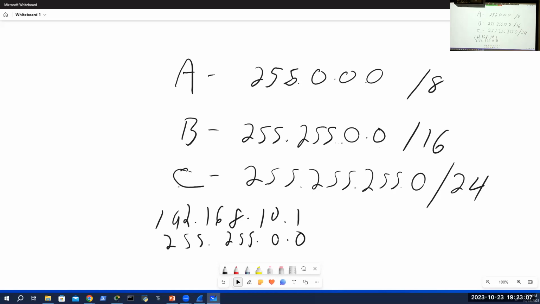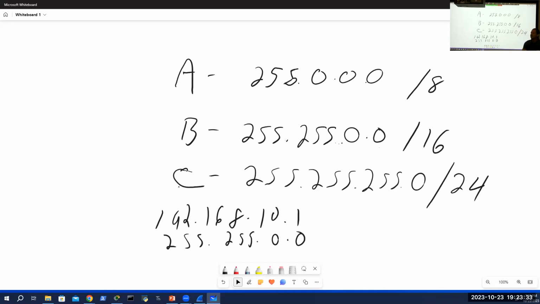So if I do this, that means that I've changed the network ID from 192.168.10.0 to 192.168.0.0. And I can absolutely do that, and the computer won't complain. If it was Windows, it would automatically fill in the third 255, but I just change it back to a 0, and we're all good.